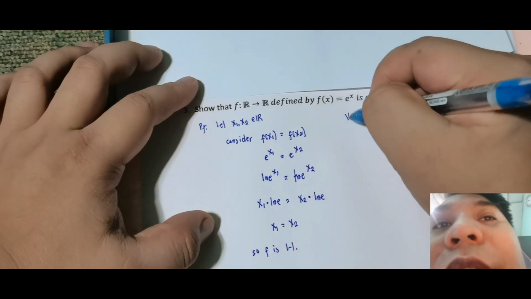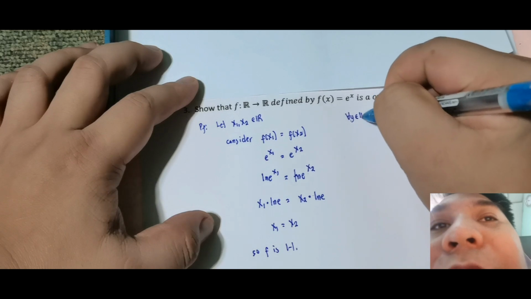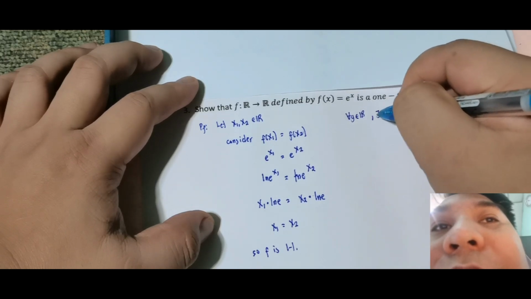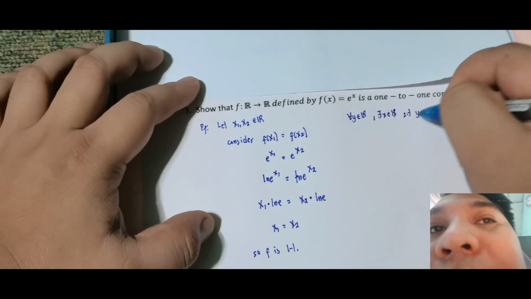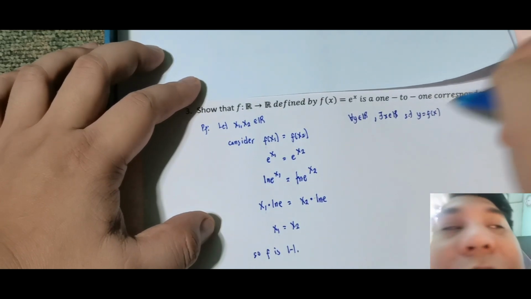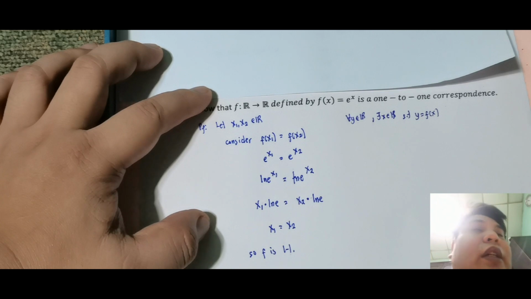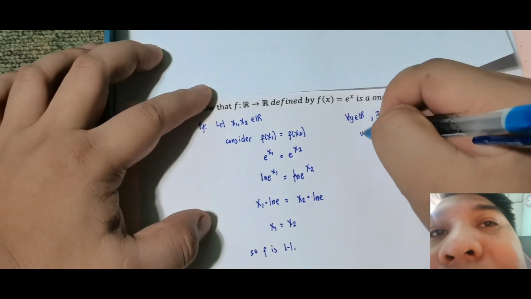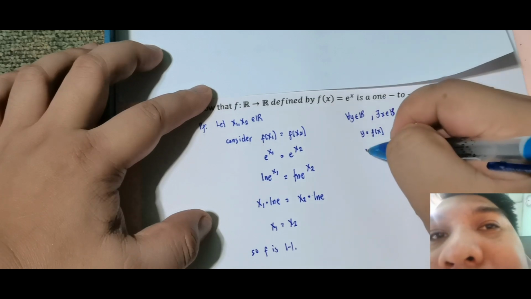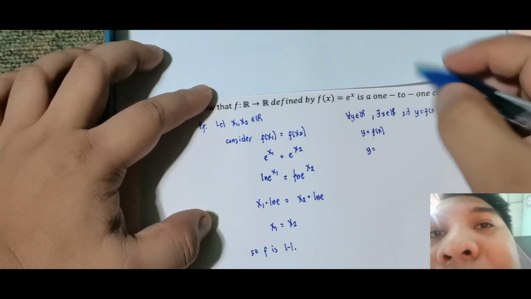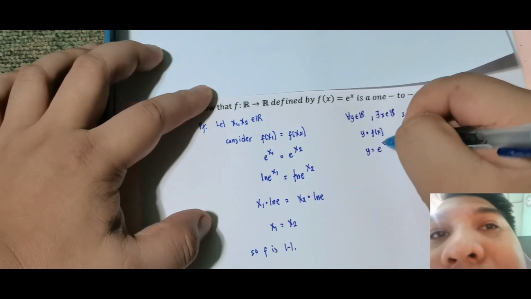So, for all y, element of real numbers, there exists x, element of real numbers, such that y is equal to f of x. Okay, then consider y is equal to f of x. So, y is equal to f of x. So, this is y equals e raised to x.